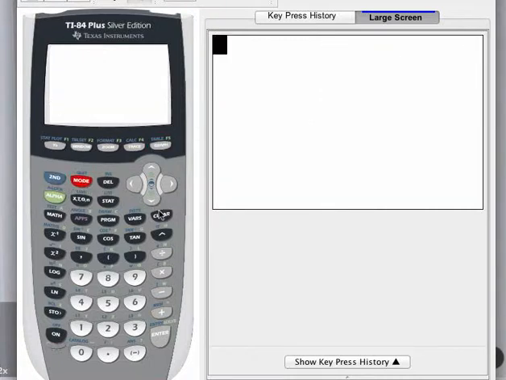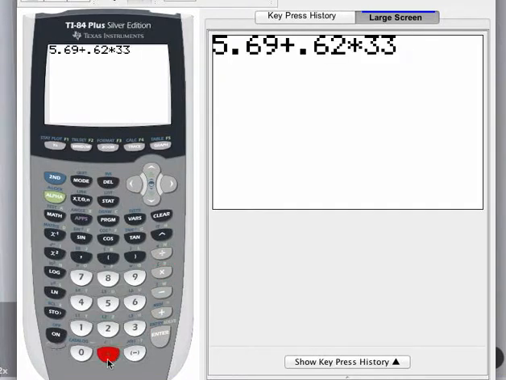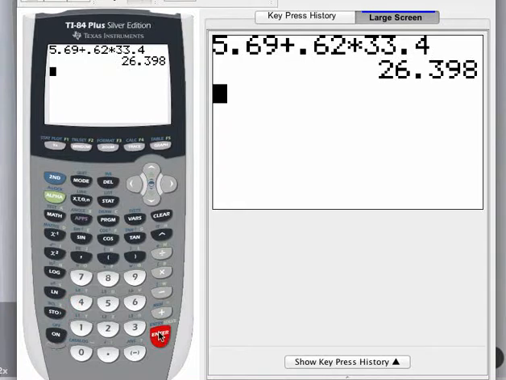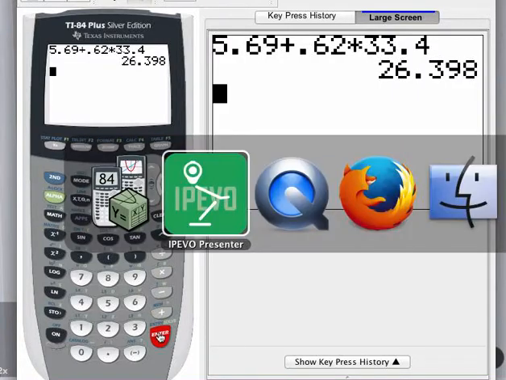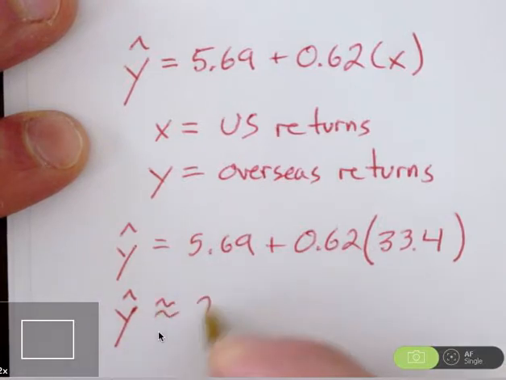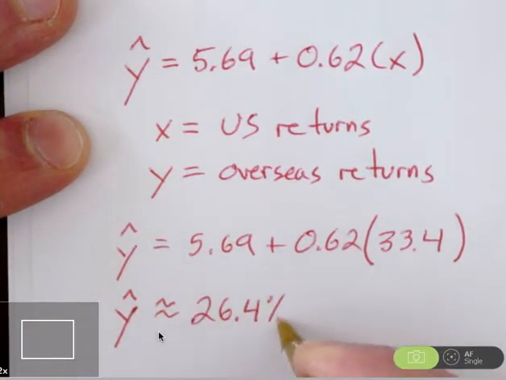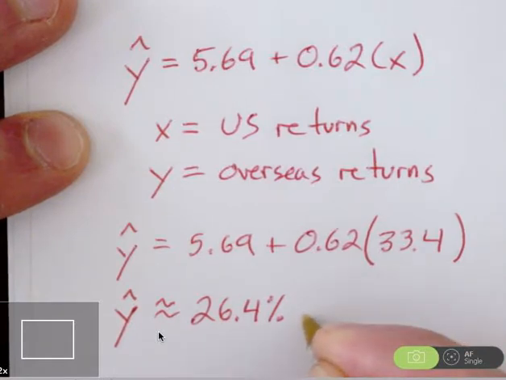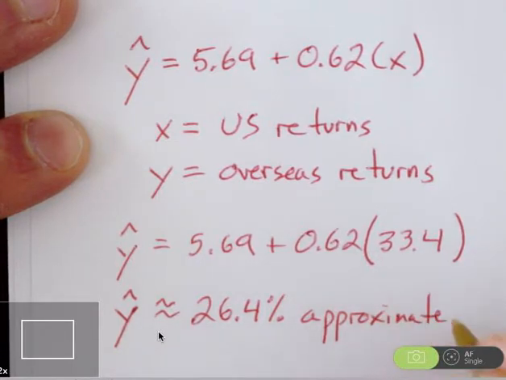Go back to the home screen. So 5.69 plus the 0.62 times my US return percentage of 33.4, that gives me a prediction of 26.4% for overseas returns. So my predicted overseas return is 26.4%, and it's approximate, the estimated overseas returns.